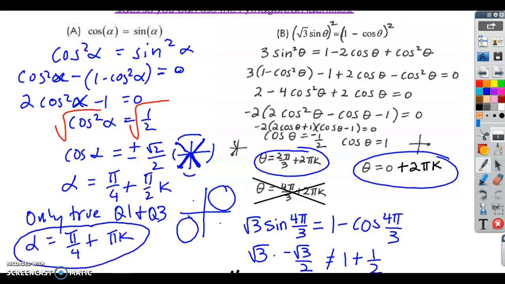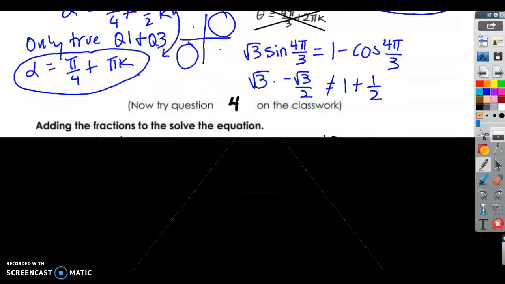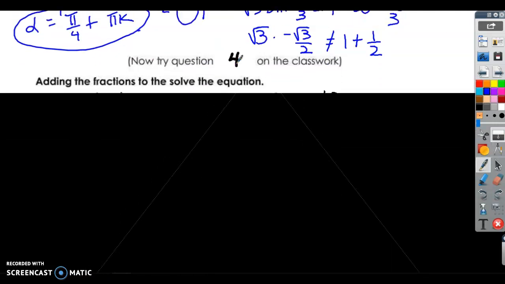So the difference between this one and this one is this solution includes all of the quadrants. This one only includes quadrant 1 and then quadrant 3. Okay? All right, so now we are moving on. If you want to try question 4 in the classroom, feel free, because if we were in class right now, that's what you'd be doing.